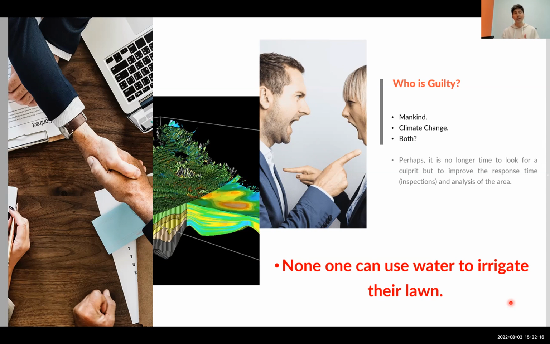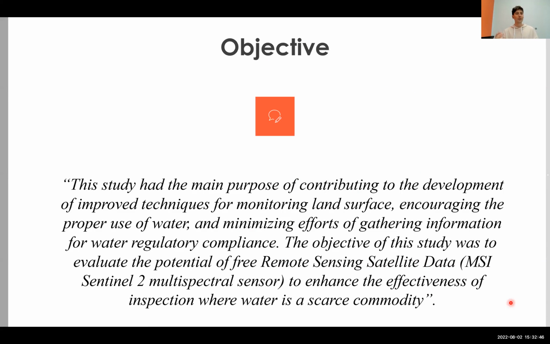So either way, no one can use water to irrigate their lawn because it's illegal. If you do it, you get fined because they try to protect the groundwater levels, and that is because no one can use water. I am going to repeat this again because it's quite important for this presentation, but no one can use water to maintain their grass.